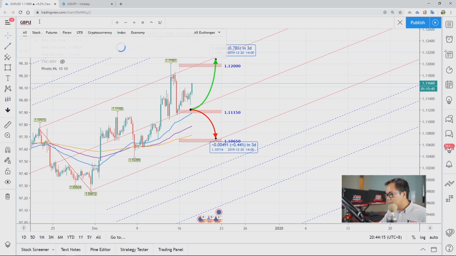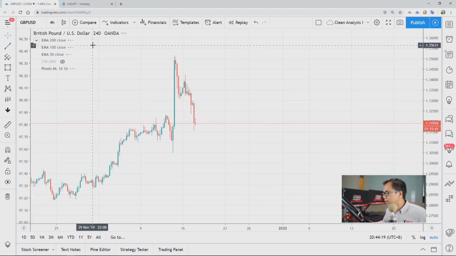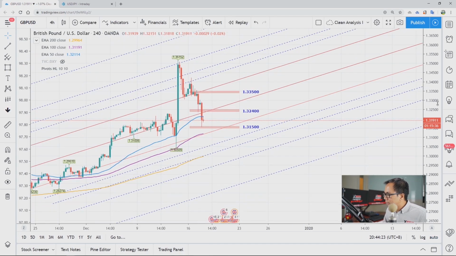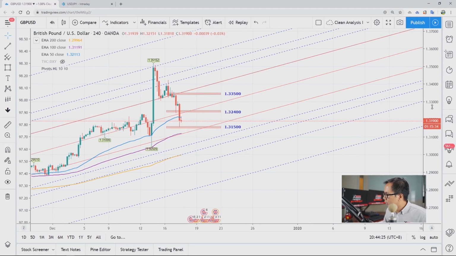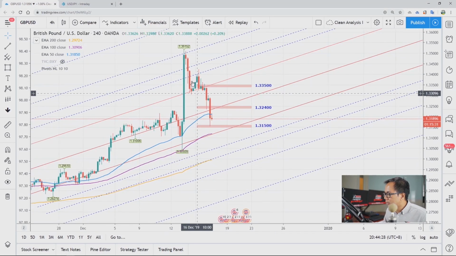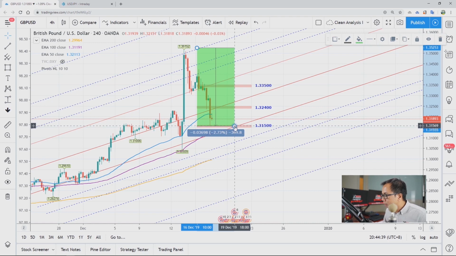And for the pound dollar, let's have a look. It is an uptrend channel. Of course, we see that it has dropped almost 370 pips up to today.